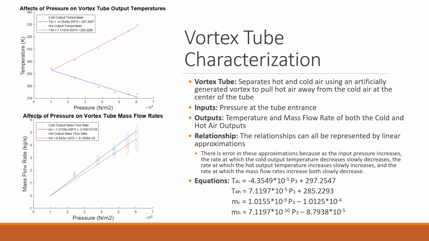However, as seen in the images on the left side of the slide, the hot air leaving the tube has a slight upward curve in the data, as well as the cold air leaving the tube, and both of the mass flow rates have a slight downward curve. That being said, all of these equations still can be represented as linear approximations, and these equations are shown at the bottom right of the slide.